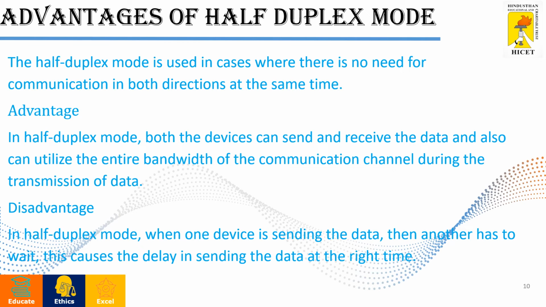Advantages of half duplex mode. In half duplex mode, both the devices can send and receive the data and also can utilize the entire bandwidth of the communication channel during the transmission of data. And the disadvantage of half duplex mode is when one device is sending the data, then another device has to wait for some time. And this causes the delay in sending the data at the right time.